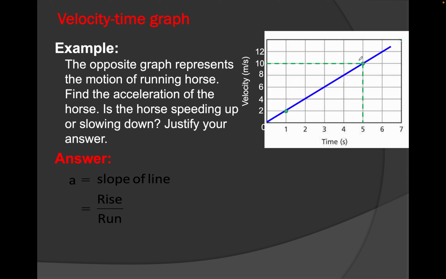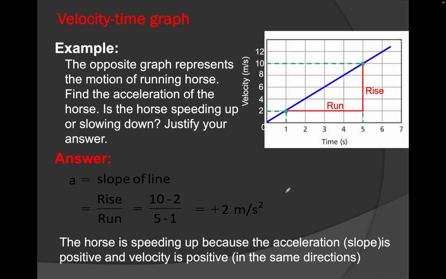So if I pick 10 and I pick this 2, and this is going to be 1, this is going to be 5. Rise over run. So 10 minus 2 divided by 5 minus 1. That will be 2 meters per second squared. You'll get the exact same thing if I did 10 minus 0 and 5 minus 0. 10 divided by 5 would have been 2. And it's a positive number, so it's positive 2 meters per second squared. And we can say that he is speeding up because it is positive.